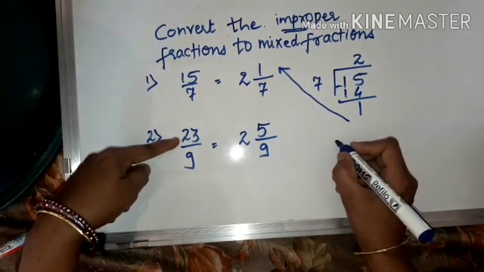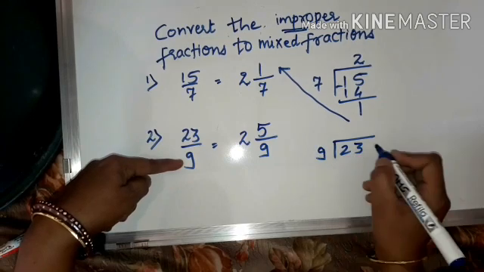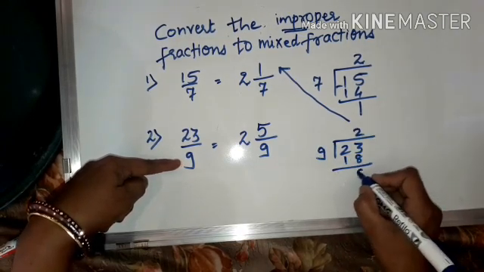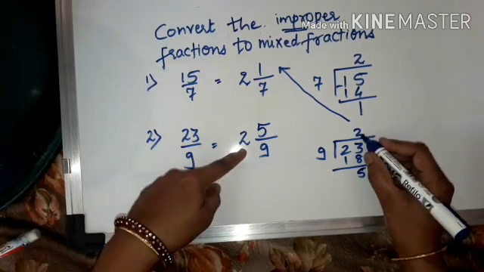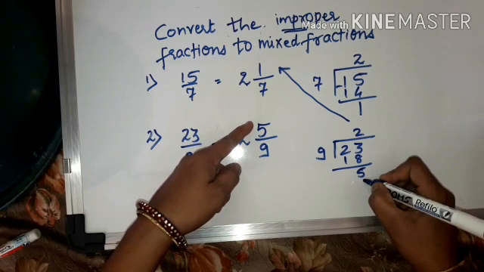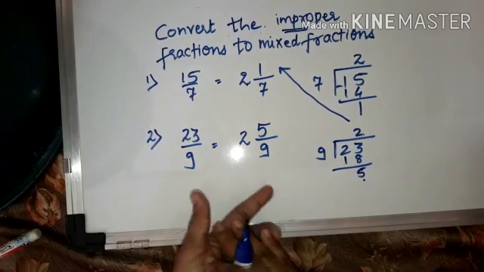Or otherwise, this method is always there: 23 divided by 9. 9 twos are 18. So 23 minus 18 is 5. 2 is the quotient, 5 is the numerator in the fraction, and 9 is the divisor. Okay.